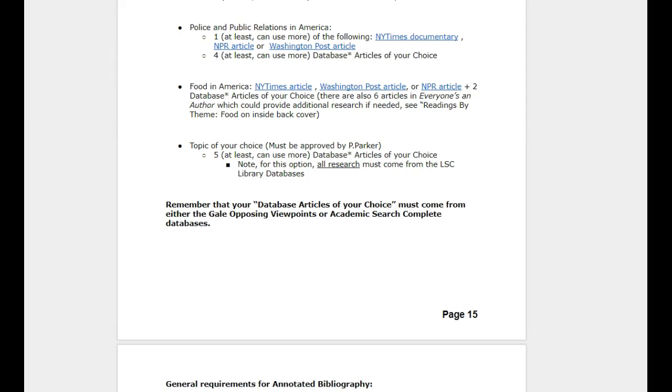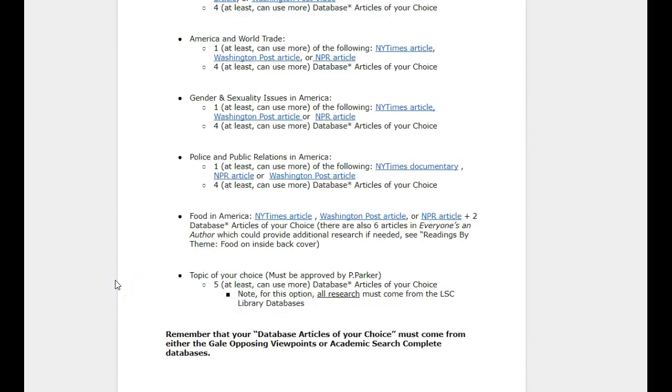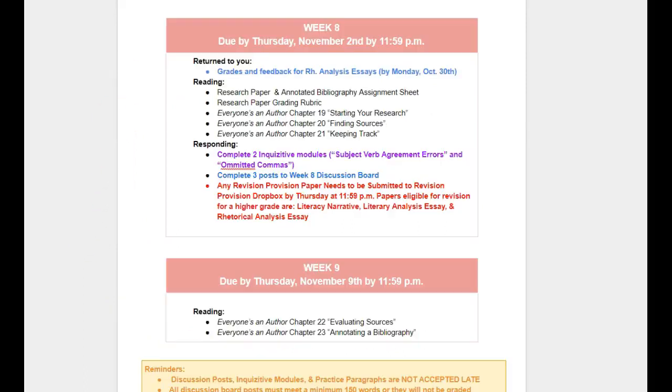Which databases may I use? In the bolded language below, we see that you may choose from the Gale Opposing Viewpoints or Academic Search Complete databases, which are located through the Lone Star Tomball Library database website. Our next question is, what are the important due dates? For this information, we need to look at our course calendar of assignments. We notice that on week 8, for example, that the research paper and annotated bibliography assignment sheet is due.